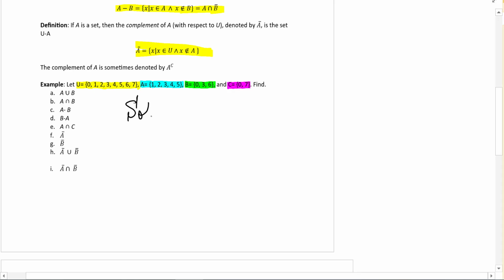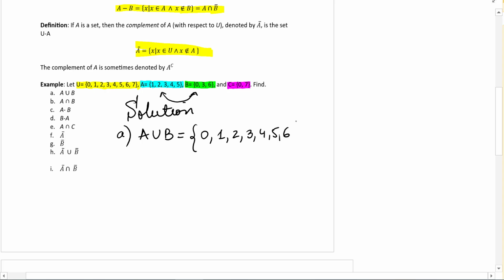So, solution. I am going to do A union B, which means I am going to read A and B, and put everything together and write it once. So 0, 1, 2, 3, 4, 5, and 6. Some of them are in A, some are in B, some are in both. B is A intersection B, and the intersection is what is common. So I'm looking again at A and B, trying to find what numbers are in both sets, and that is 3.